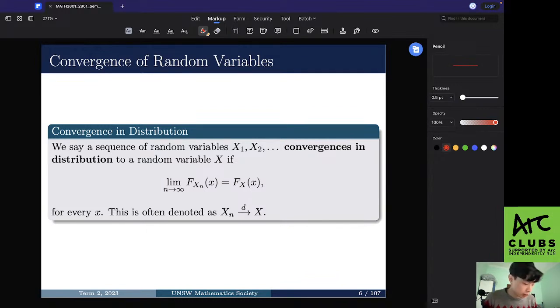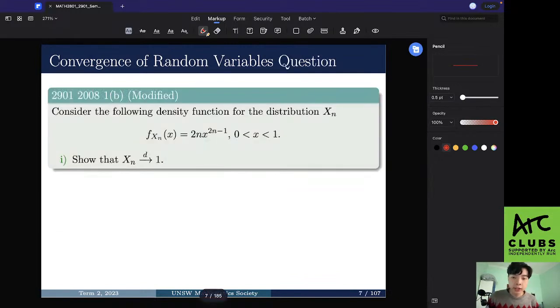So the first thing is we have a sequence x1, x2, and so on of random variables, and we say that they converge in distribution to a final limit x if the CDF of xn converges to the CDF of x as n approaches infinity, right? And we generally denote this as xn arrow x with a d on top, which means the sequence xn converges in distribution to our limit x.